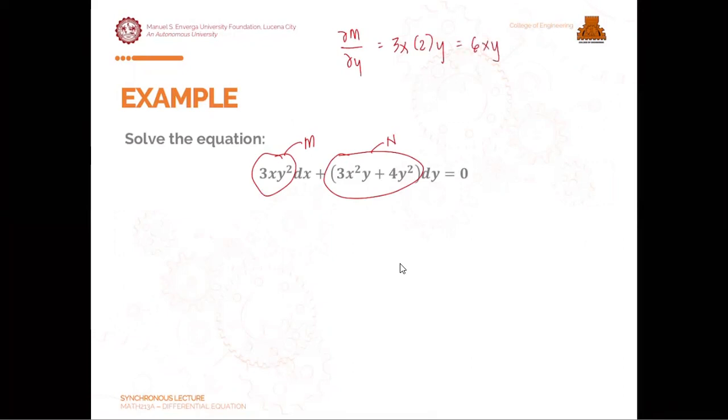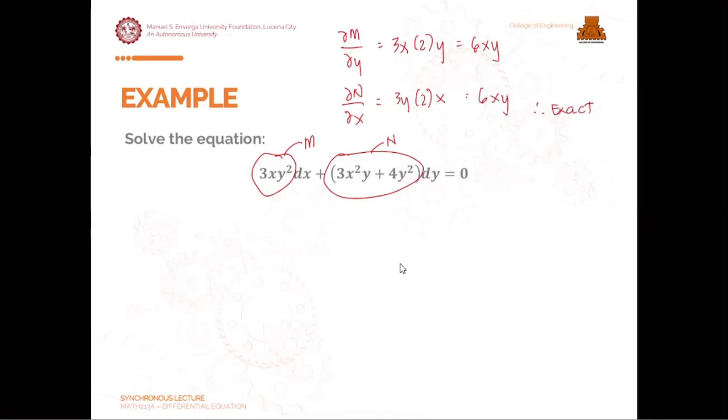Okay? Next is partial of n with respect to x. So, this will be yung 3y will be constant, so 2 times x. Then, yung second term niya will be constant na, so 0 na siya. So, this will be 6xy also. So, therefore, exact. Okay? So, ngayon, exact siya.